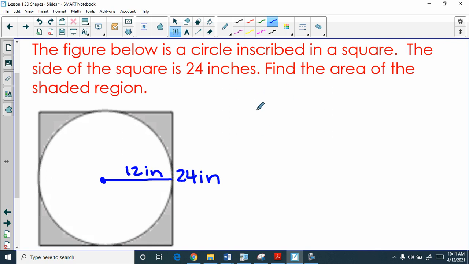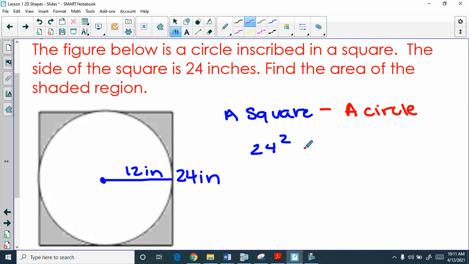So we're going to take the area of the square and we're going to subtract the area of the circle. So we're going to have the area of a square is length times width, side squared, so 24 squared, minus the area of a circle, which is pi r squared, so 12 squared.